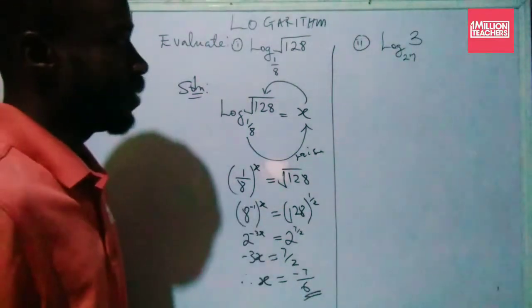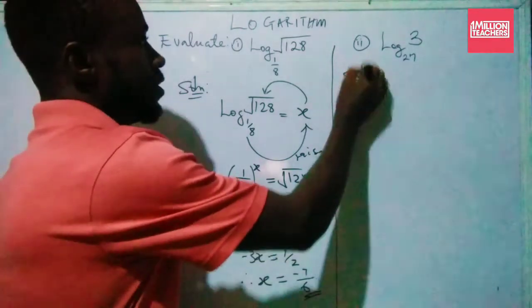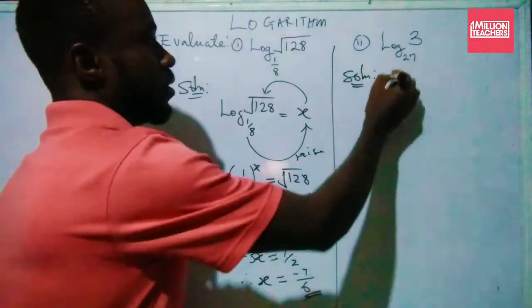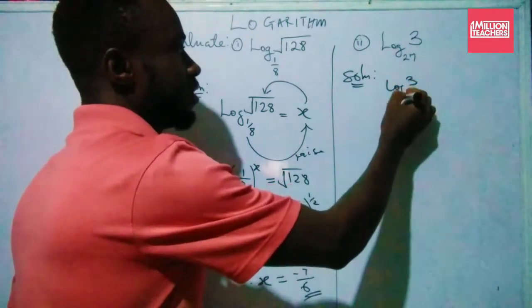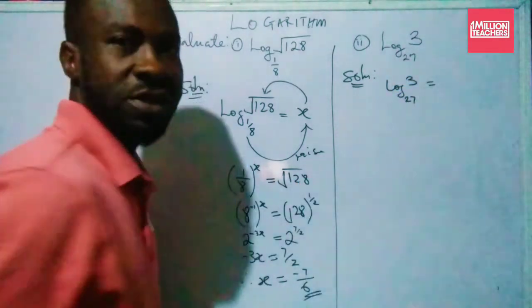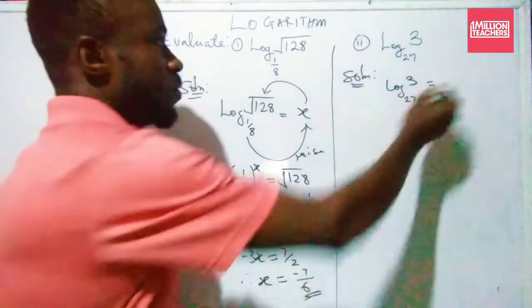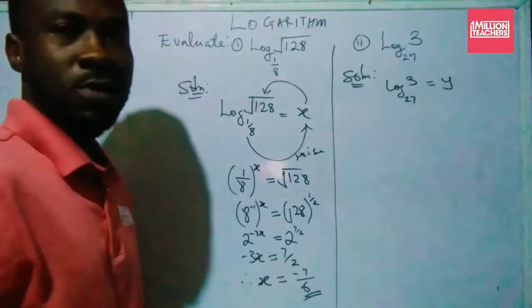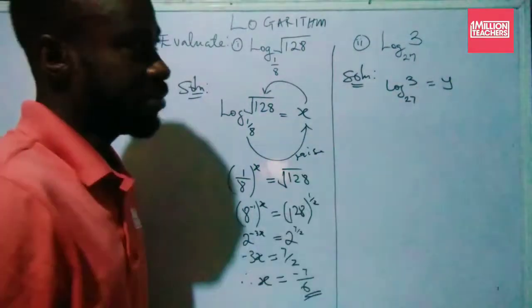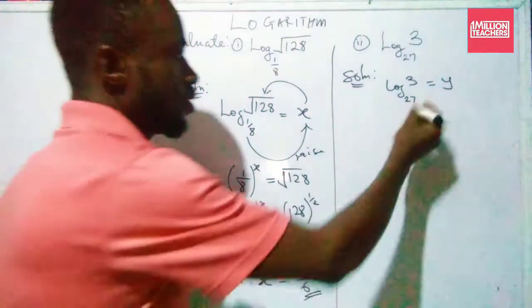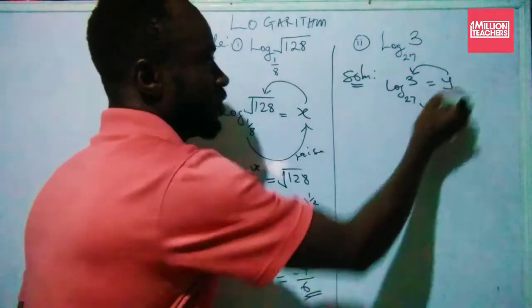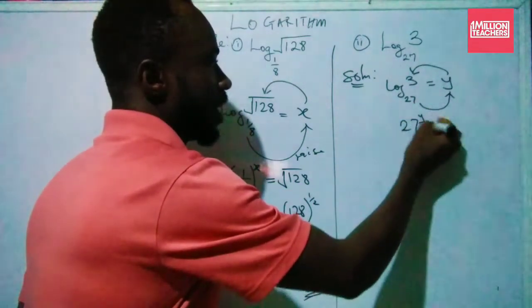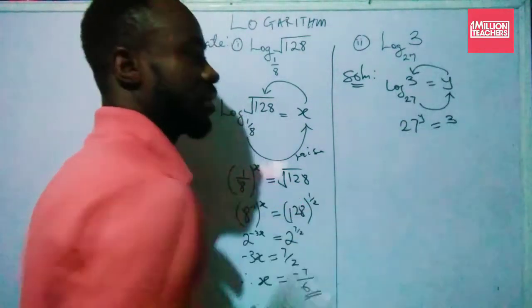Now let's look at this other one. Solution to this. We say again, let log of 3 base 27 be, let's use another variable this time, let's equal to y. So we are going to evaluate this by changing it to indices. So we go this way and then we land this way. So we go this way, which means 27 raised to the power of y is equal to 3.